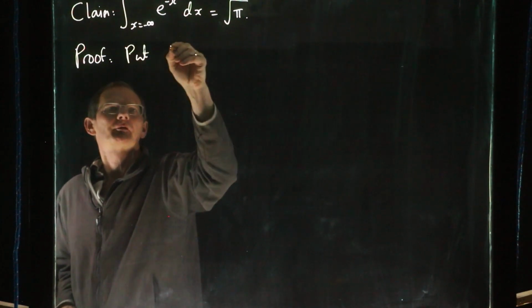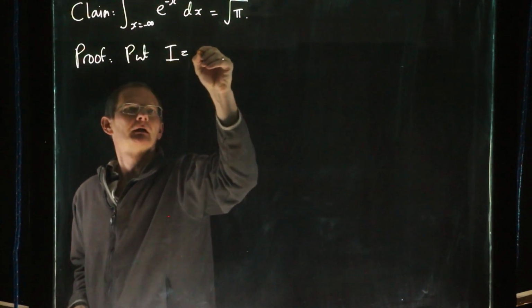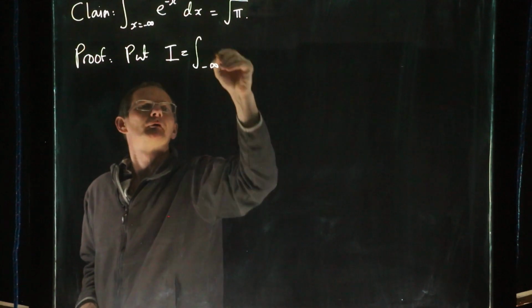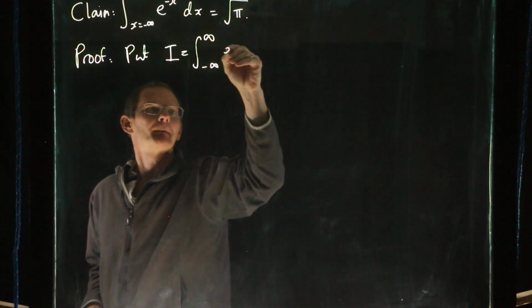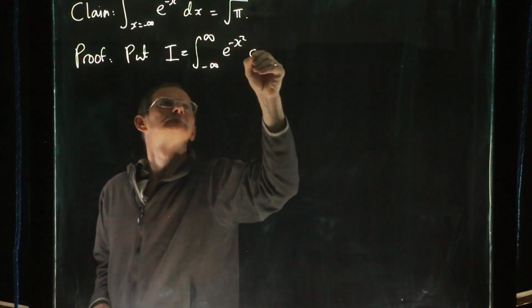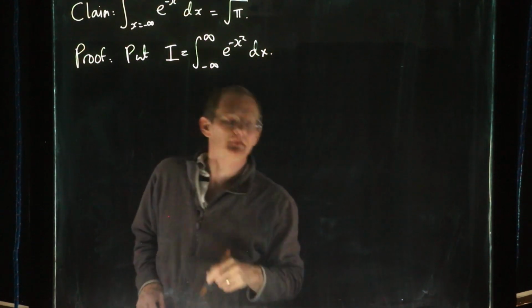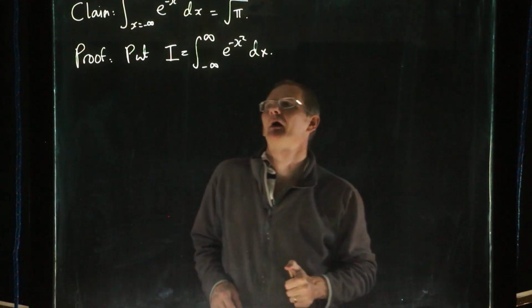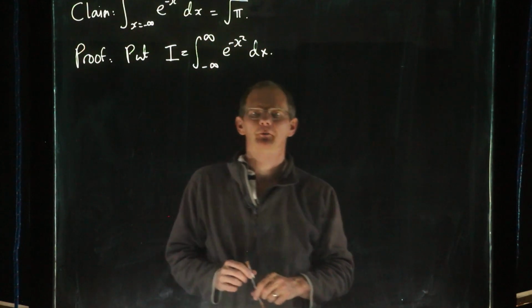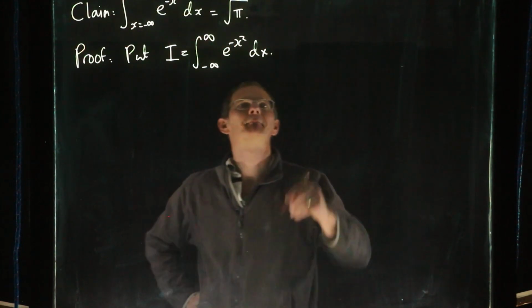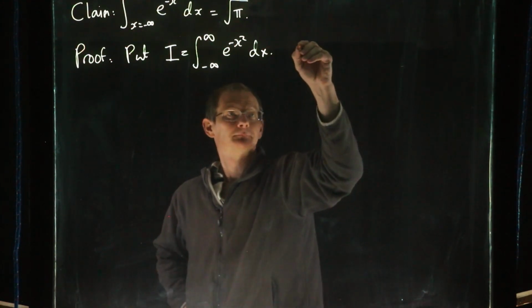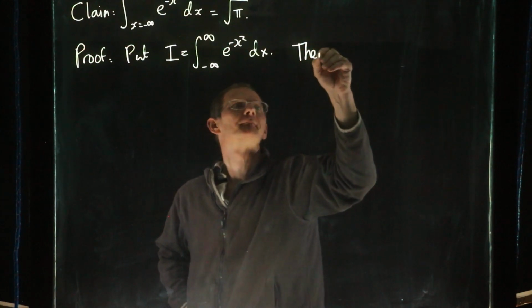So firstly we'll just introduce a notation. We're going to write I for this integral that we're talking about. Okay, so we want to prove that I is equal to the square root of pi, or in other words that I squared is equal to pi. Okay, so let's think about I squared.